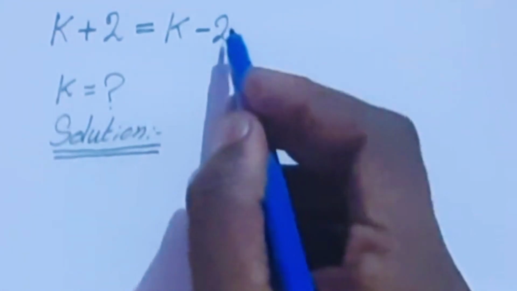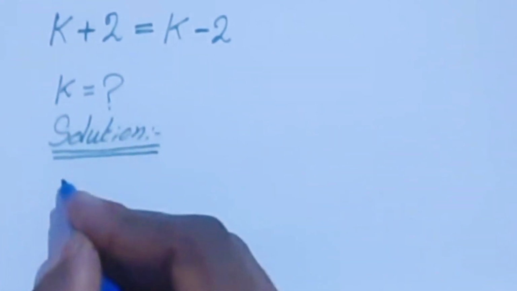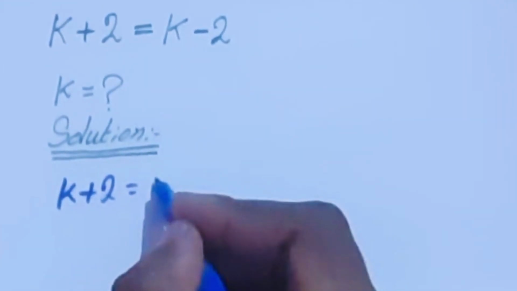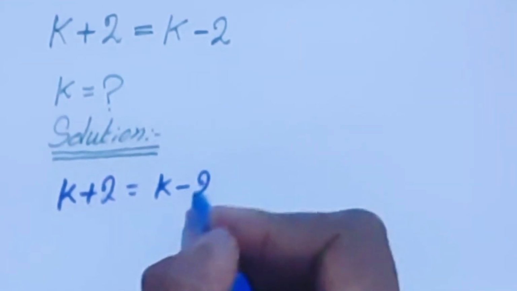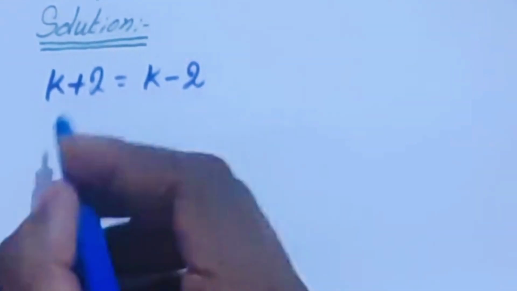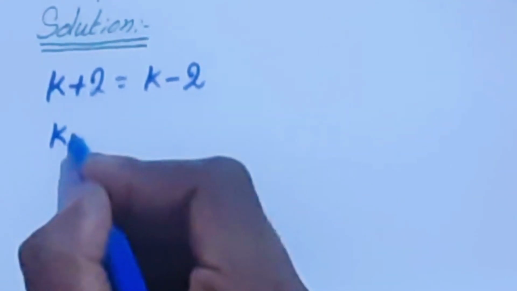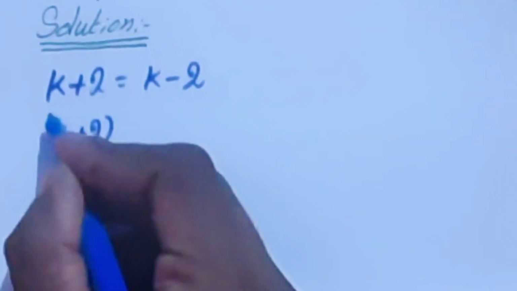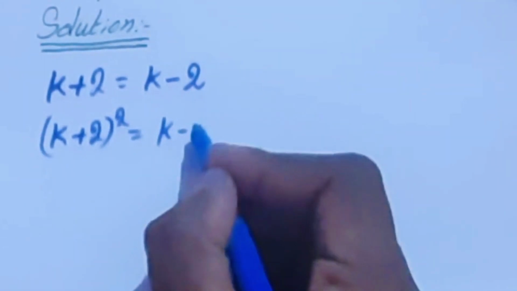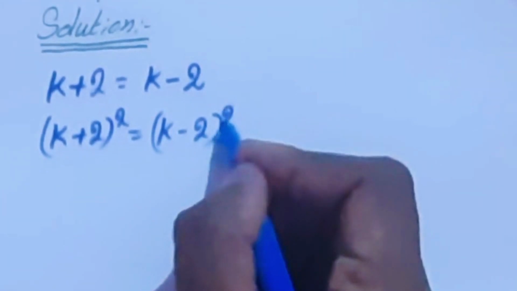Today we are going to solve this problem to find the k value. Solution: k plus 2 equals k minus 2. Here we are going to take the square on both sides. So (k plus 2) whole square equals (k minus 2) whole square.